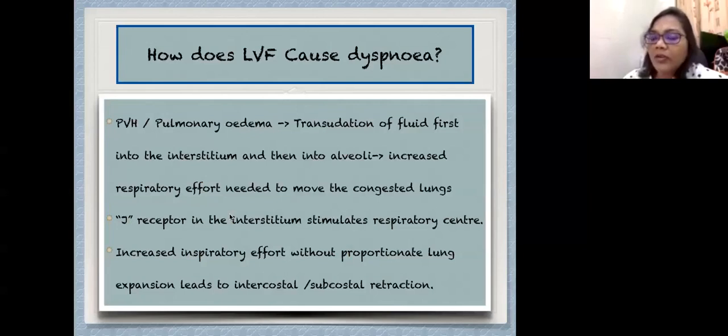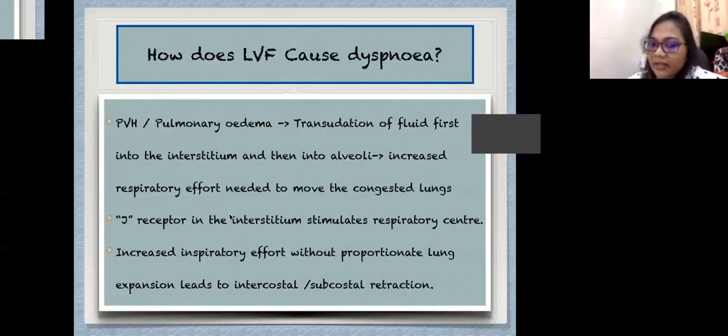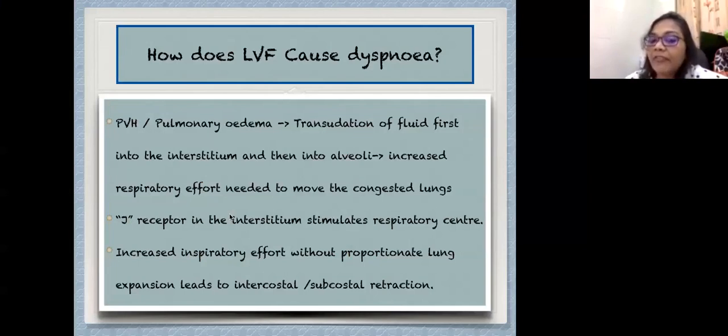And now, how does heart failure cause dyspnea? As you have pulmonary venous hypertension, that is transportation of fluid into the interstitium and then into the alveoli, an increased respiratory effort is needed to move the congested lungs for respiration. So that is how the patients have dyspnea. Another mechanism is that when there is interstitial fluid, the J receptors get stimulated and they stimulate the respiratory center.